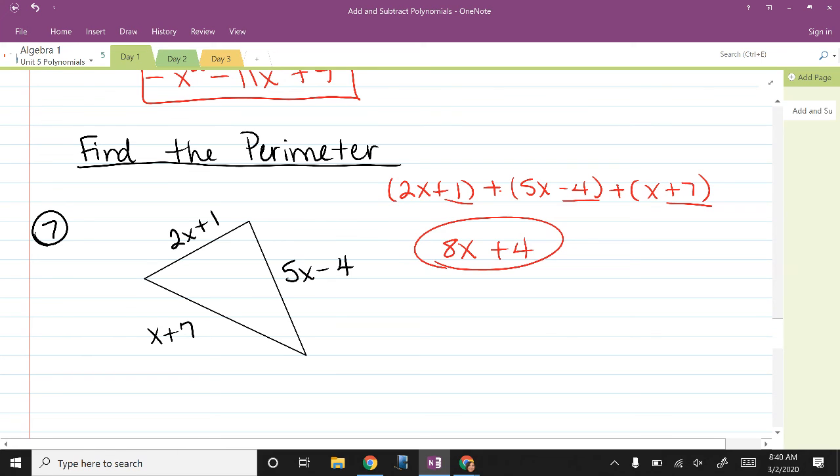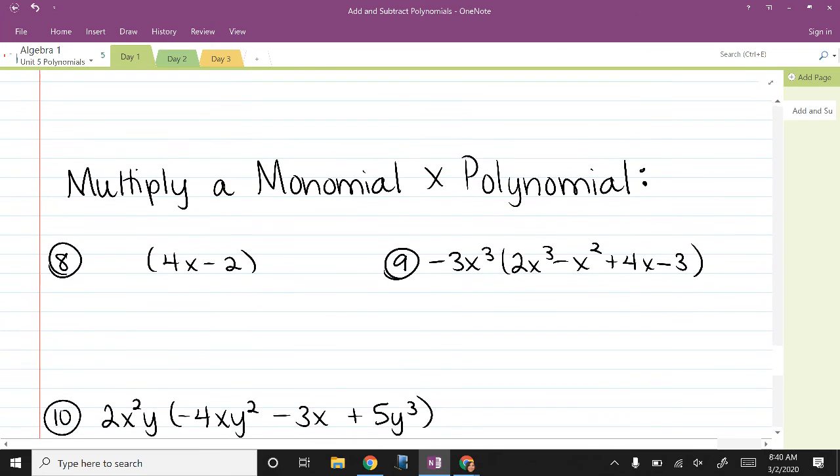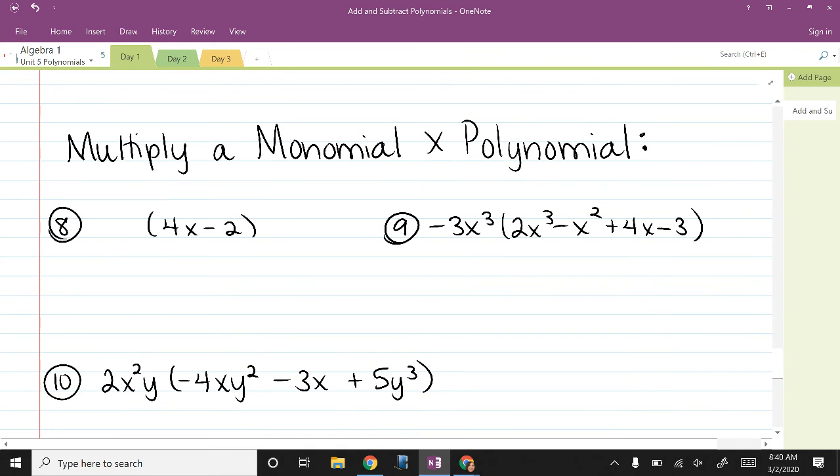So there's my perimeter. Was that hard? No. 2 plus 5 is 7 plus 1 is 8. Y'all ready? All right, so we're going to start multiplying. We're going to multiply all day tomorrow. This is our intro to multiplying. Now we're going to multiply starting with monomials.